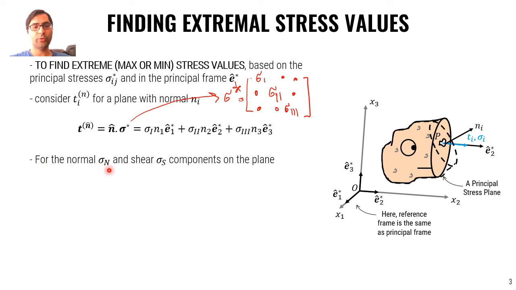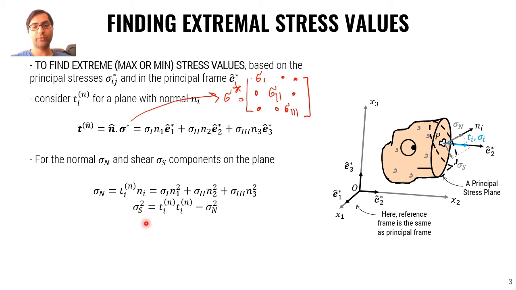Now let's find the normal sigma n and shear sigma s components on our new plane. You see them here: the shear component and normal component of the traction vector on the plane with normal n. We know sigma n is the traction vector on the plane normal to n dot the normal vector of the plane, which in this case becomes sigma 1 n1 squared plus sigma 2 n2 squared plus sigma 3 n3 squared.